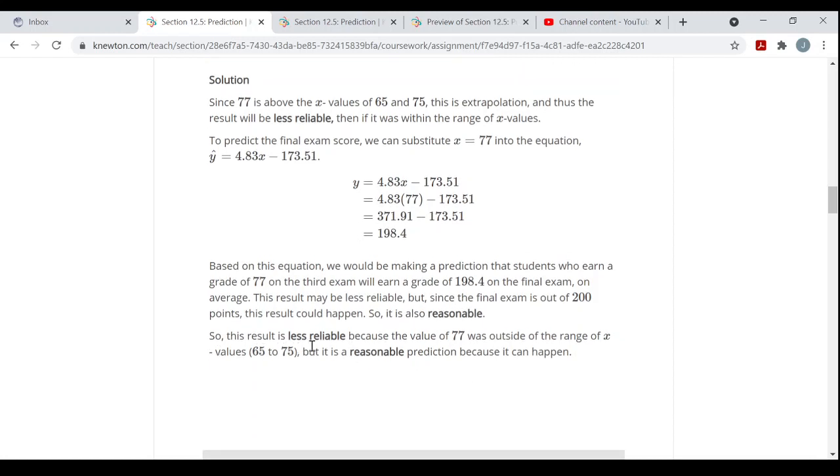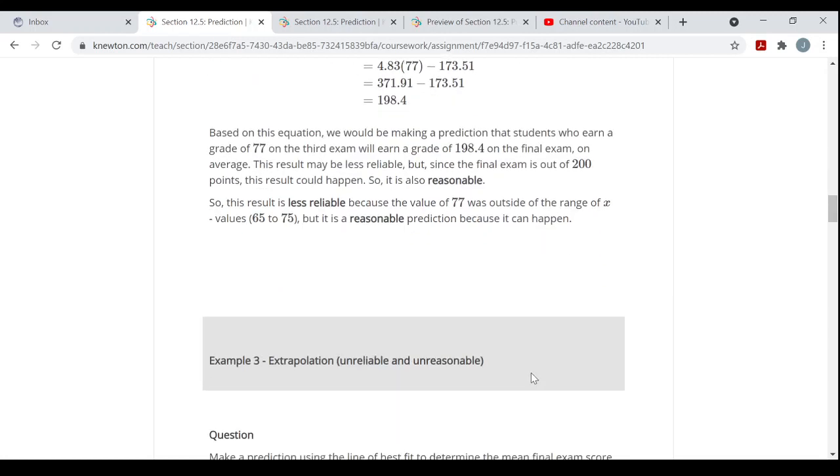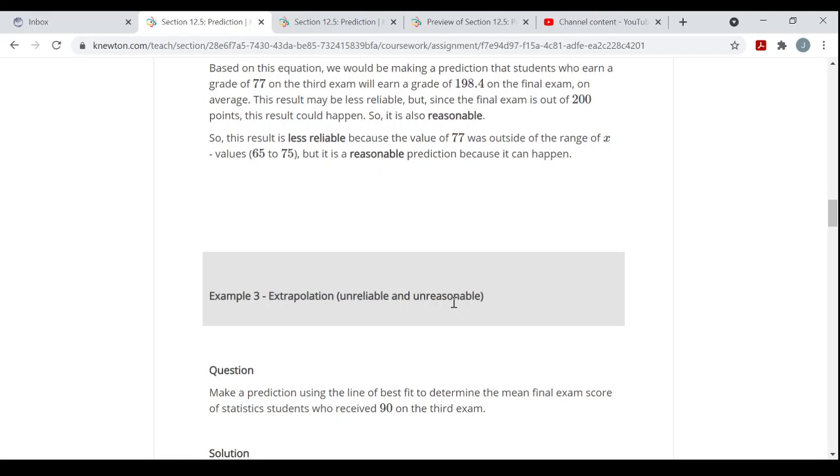So this result is less reliable, again, because my input was outside my range of data. I'm doing extrapolation. But it is reasonable because it can happen. Now, if it can't happen, then it would be an unreasonable guess. I hope that makes sense.